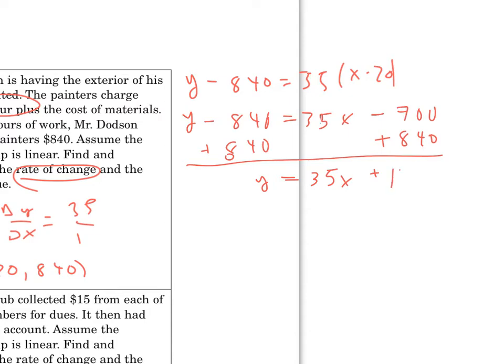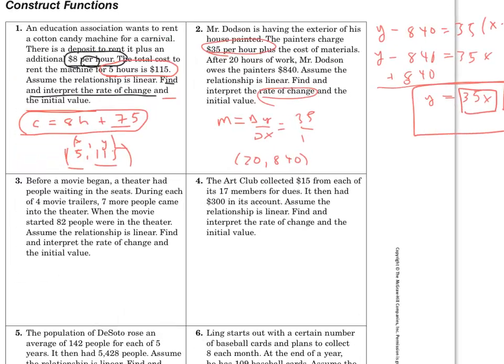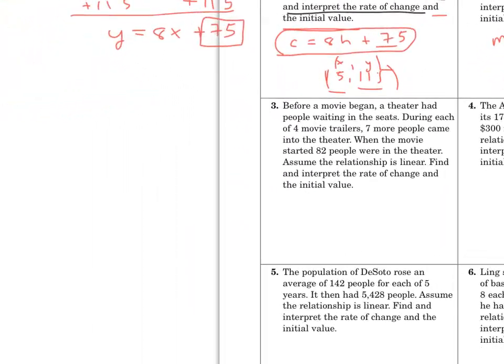and we get y equals 35x plus 140. So it's $140 for the initial value. Excuse me, painter's charge plus the cost of materials. So it's $35 per hour for labor plus $140. So the $140 is the cost of the materials. You know, the paint, the tape, the rollers, whatever. Okay, so this is your answer here. It's $35 for rate of change and $140 initial value, which covers the cost of materials, according to the story problem.